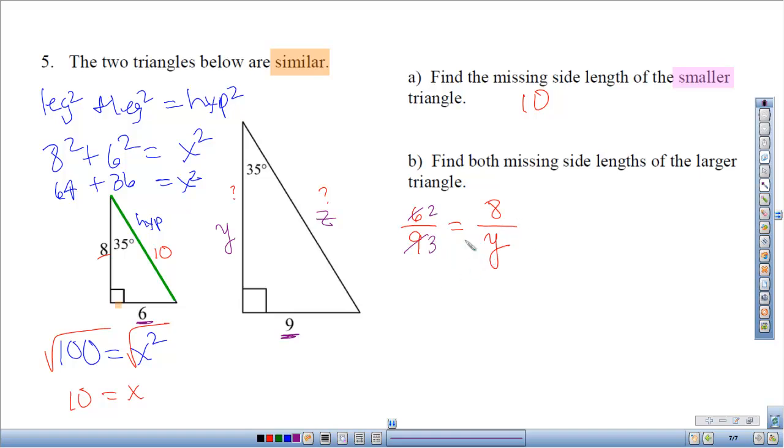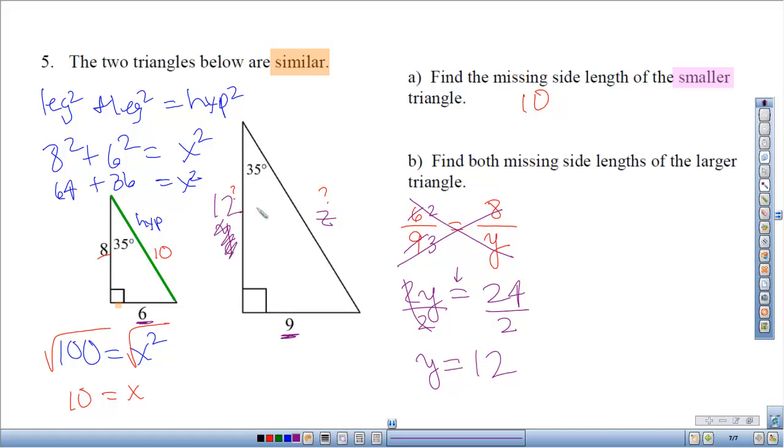And to solve one of these equations that's called a proportion, I would cross multiply. So 2y equals 3 times 8, 24. Don't forget your equal sign right there in the middle. And obviously if I divide both sides by 2, y equals 12. So this isn't y anymore, it's 12.